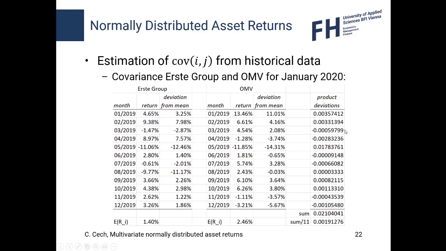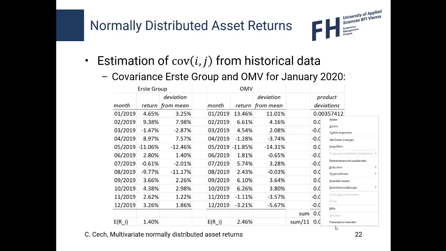In contrast, we see negative values if one asset has a return below its mean and the other one has a return above its mean. So the covariance can also be negative, which indicates that then also the correlation would be negative. And of course it can also be positive, which implies a positive correlation. So we now take the sum of these 12 products, this is this value here, and divide by 11, n minus 1. We have 12 observations, so we divide by 11, and this is the value for our covariance.